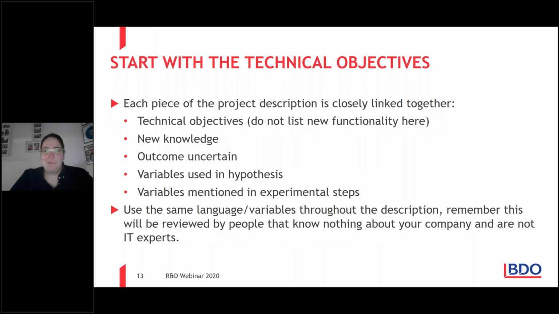I'm saying here on this slide, everything's really closely linked. So the same language that you're using in the technical objectives translates to the language that you use around the new knowledge you're developing. Those technical variables that you're talking about in your tech objectives reflect those in the hypothesis, reflect those in the experimental steps and the outcomes, because that then starts to link it all together, and it makes it easier for the person at the other end to make sense of what you're writing about.